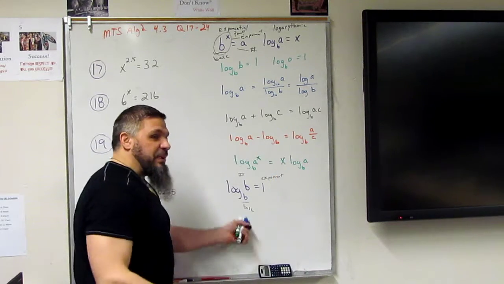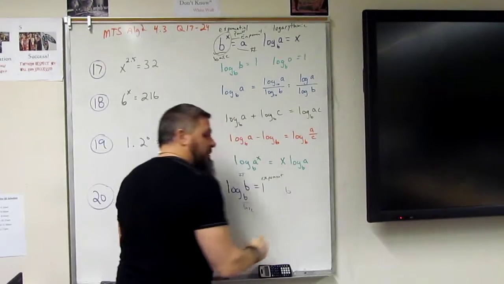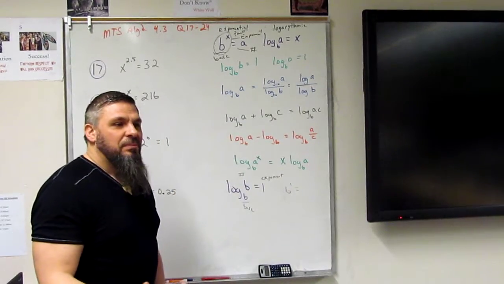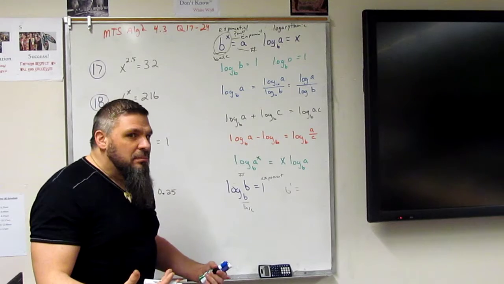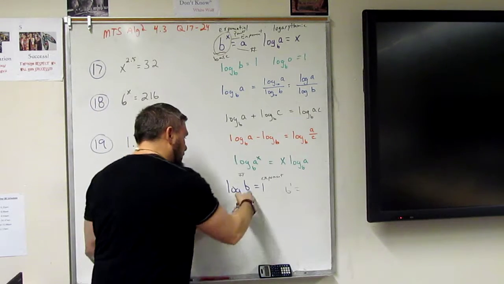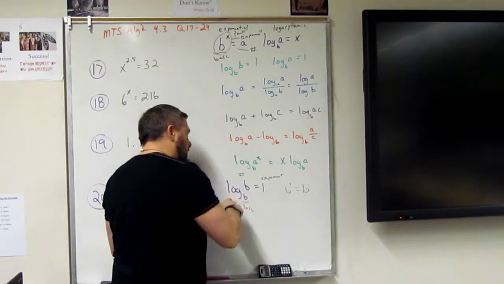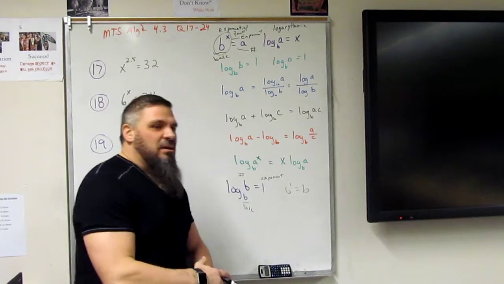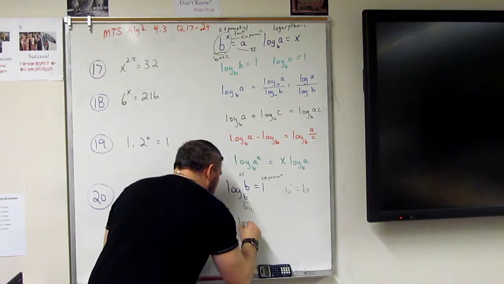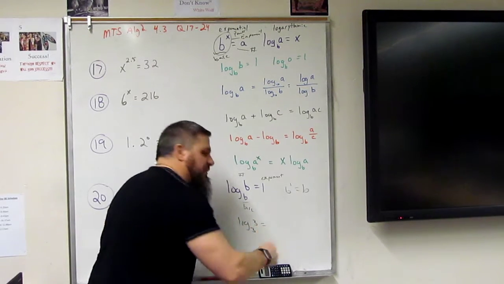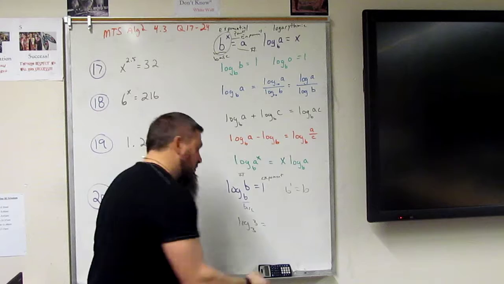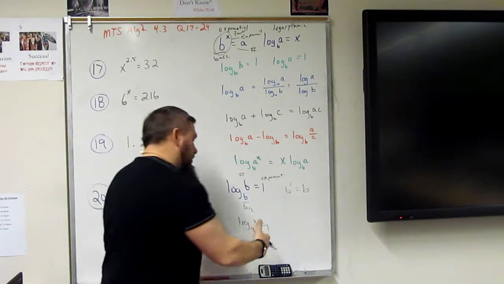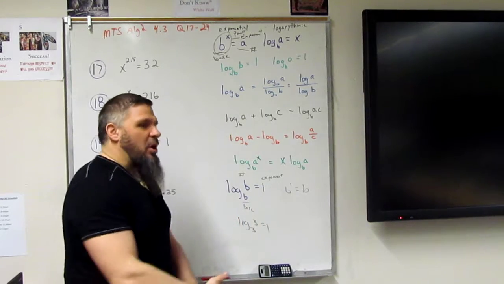So I can take this base, raise it to the exponent, and what does that equal? B to the 1 equals B. And that's why log base b of b equals 1. What we're saying there is log base 3 of 3 equals 1. Okay? So anytime your base and your number are the same, it's always going to equal 1.